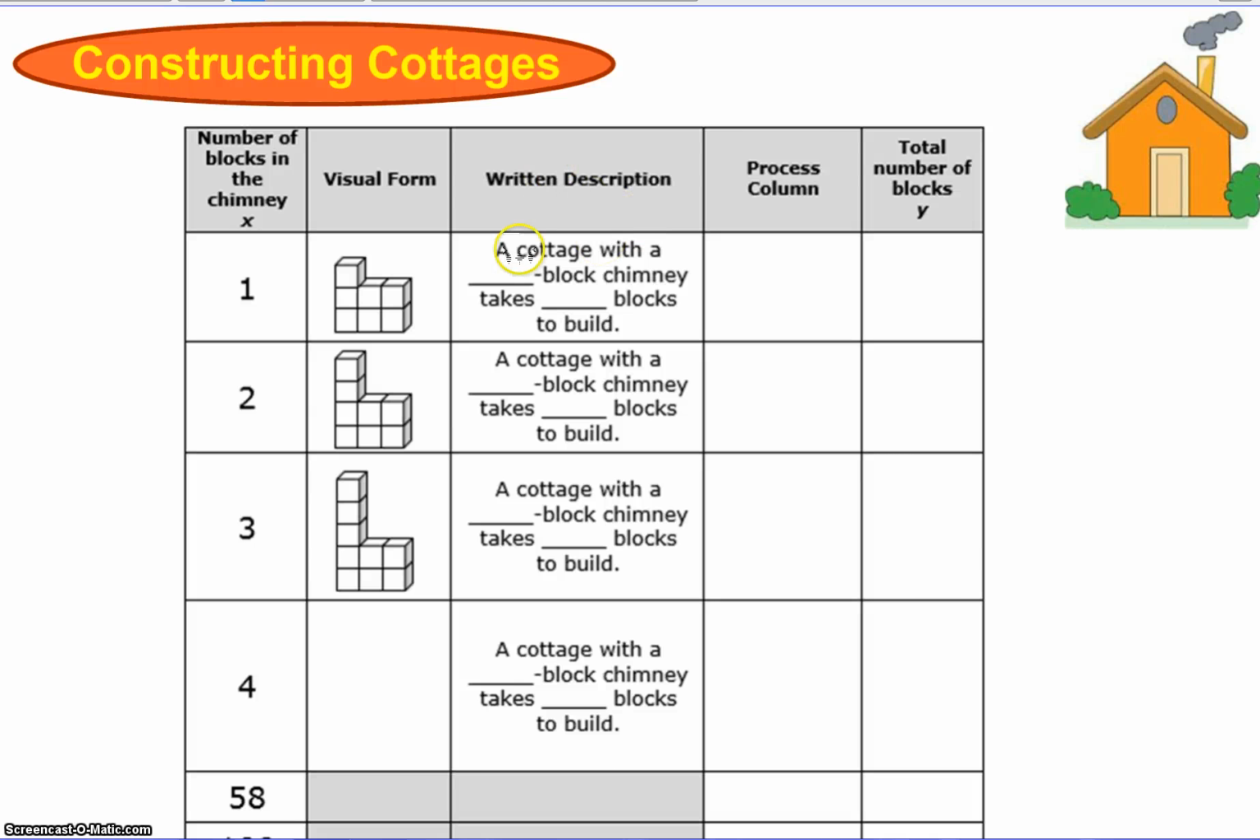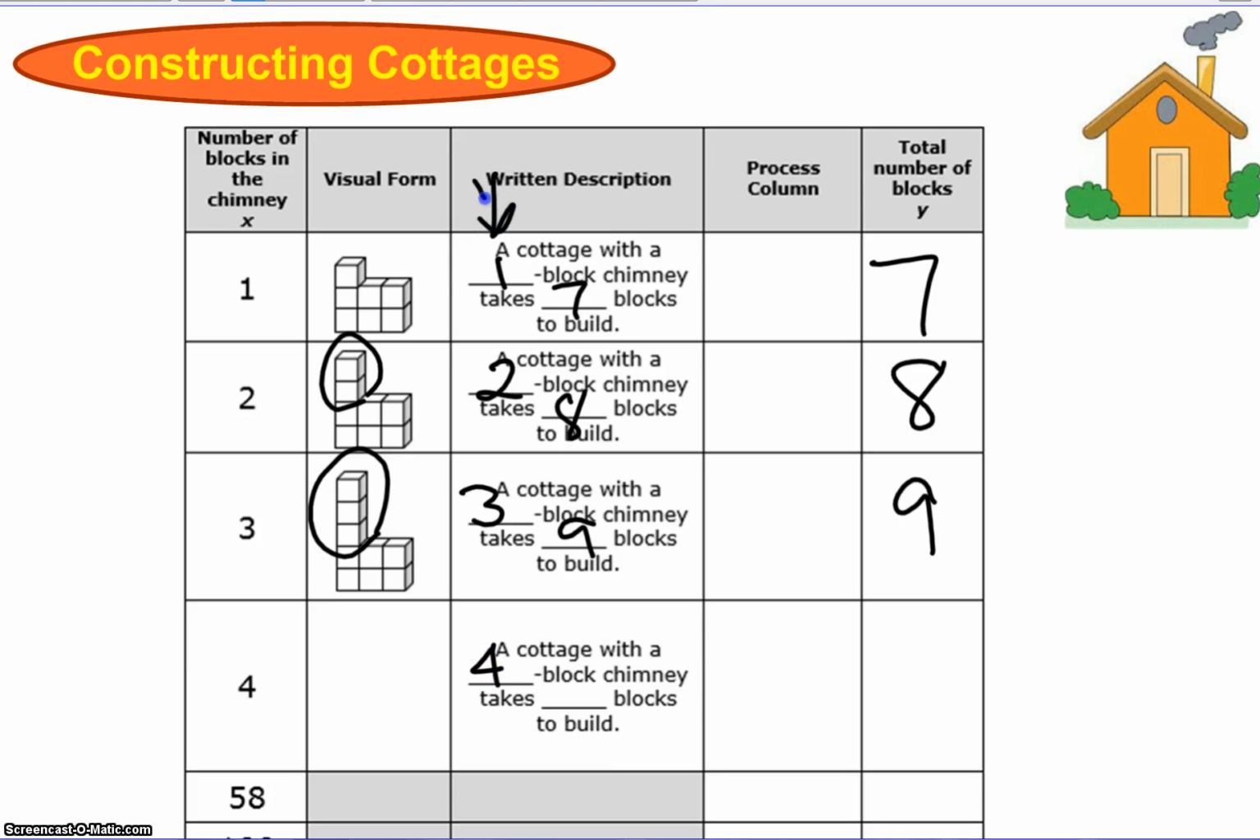A cottage with a how many block chimney? There's only one right there. Takes how many blocks to build? And the answer is 7. So our total number of blocks is 7. A cottage with how many blocks for the chimney? 2. Takes how many to build? Well, 2, 4, 6, 8. A cottage with 3 block chimney takes 9. A cottage with 4 block chimney, and these numbers right here are coming from this column right here. Takes how many? Well, 2, 4, 6, and then it's going to be 10.